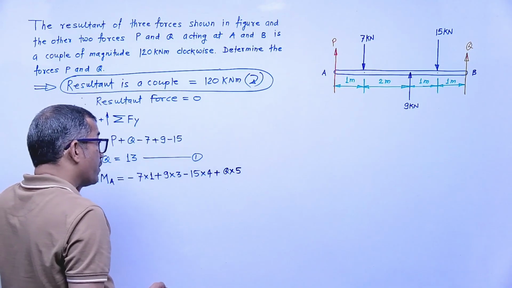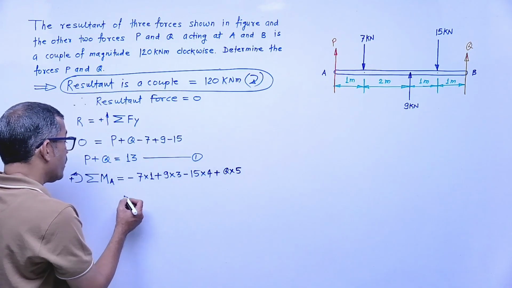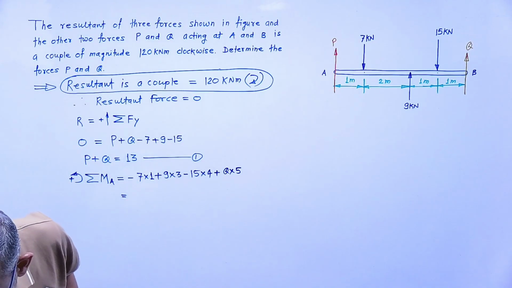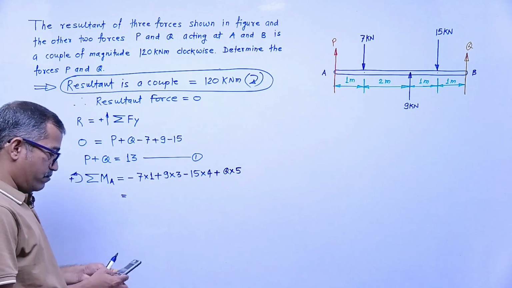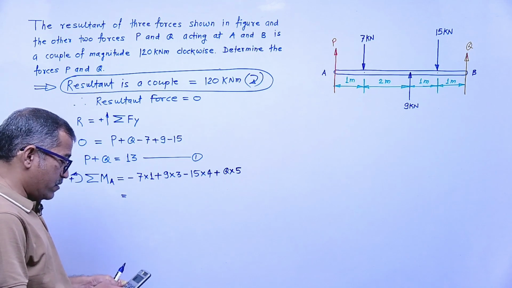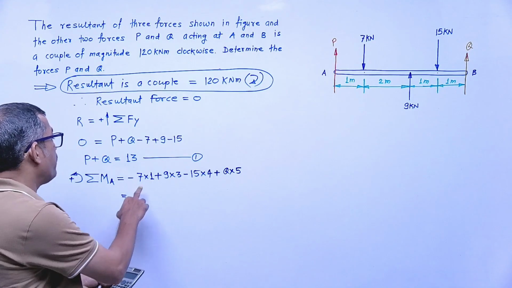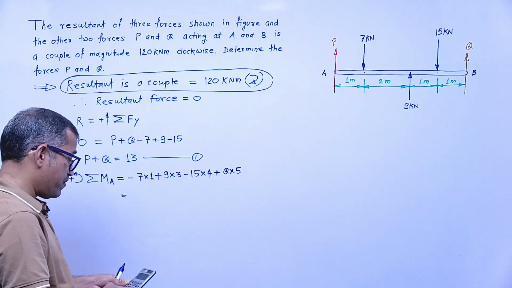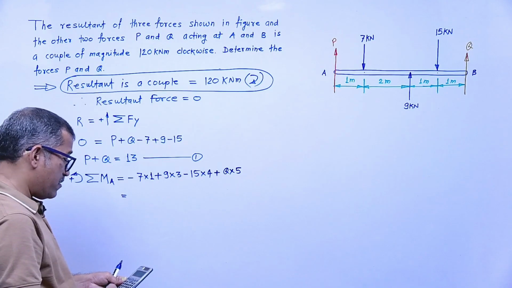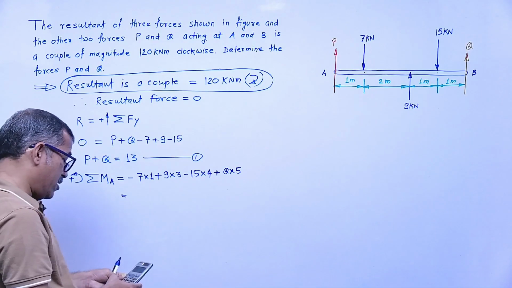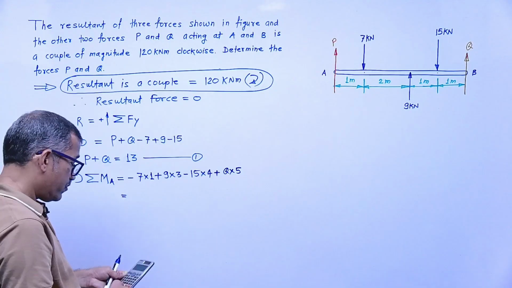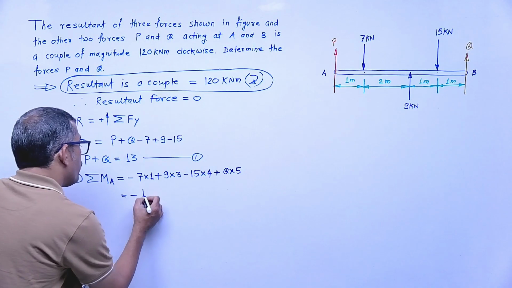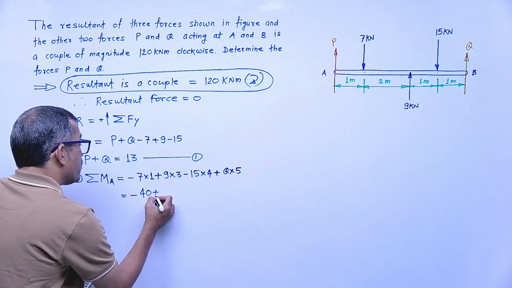Now this value if we find out, this one comes out to be how much? Use of calculator is allowed. This one is what? Minus 7 plus 27 minus 16. This is how much? Minus 40. This is minus 40 plus 5Q.